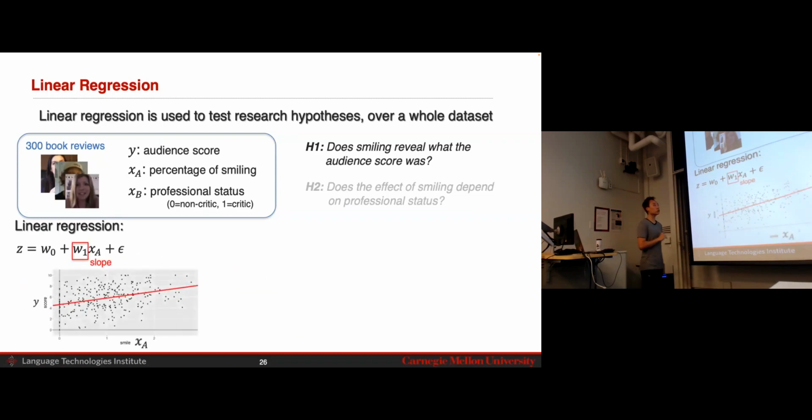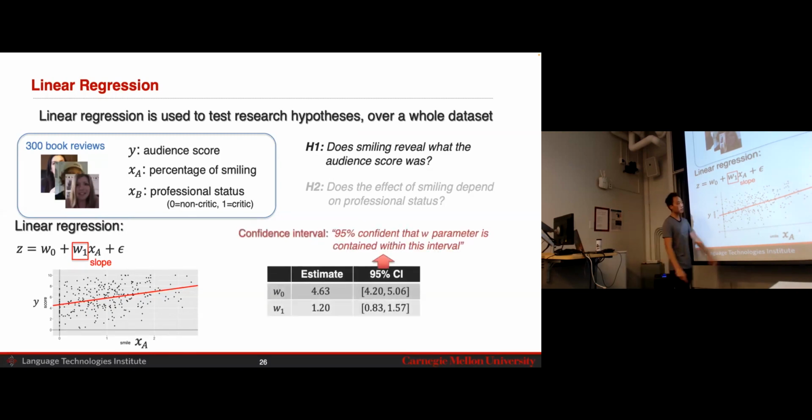Let's say I train a model using only my XA feature. All of you have seen this, right? I can plot my smile XA on the x-axis, and the score Y on the y-axis. And this slope is given by W1. So that's the value telling me as I increase the percentage of time the person is smiling in a video, how much I increase the audience score as perceived by the audience for the book. And that answers, does smiling reveal what the audience score is? You can train this linear regression model, and given any value of someone smiling, you can predict what the audience score would be, for example, for a new book.